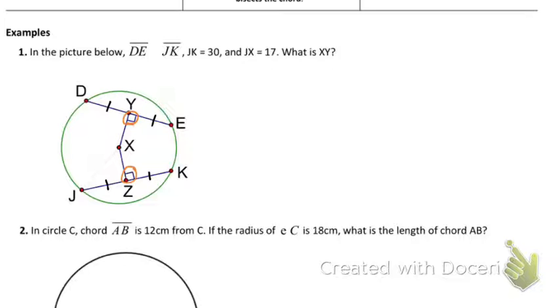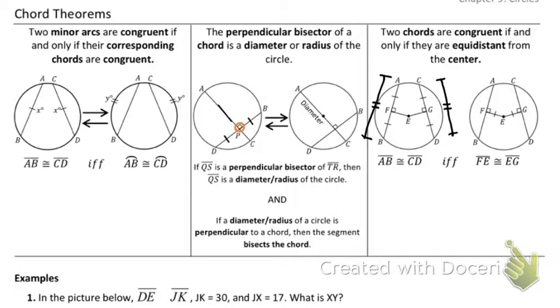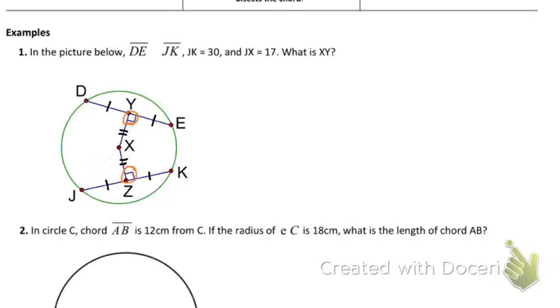Based upon that new information that DE is congruent to JK, what else could I add to this picture without reading anything else? That XY and XZ are congruent. XY and XZ are congruent, because we have that rule that if these chords are equal, the distances from the center are also equal. That came from this third one. So you're going to see these 90-degree symbols are going to relate to one or both of those things from above. You just have to notice 90-degree angles and figure out which one matches. All right, let's keep reading.